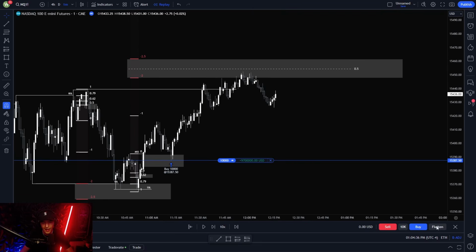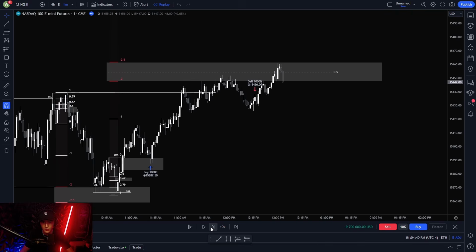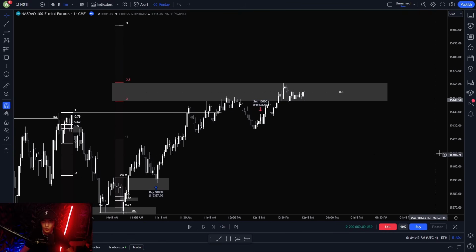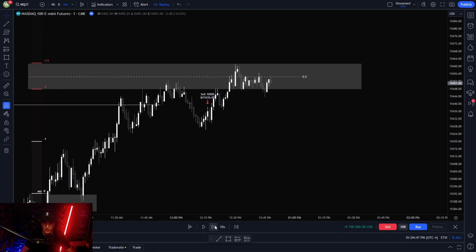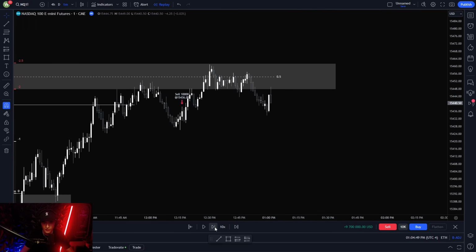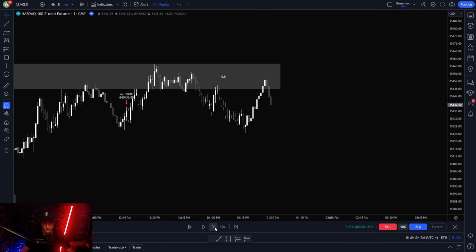Now notice how this acts the entire day. Comes back up, goes to the exact midpoint, still rejecting. Again, notice we cannot break through this. Reject. Now keep watching. Still holding, still holding. And we end up selling back off.